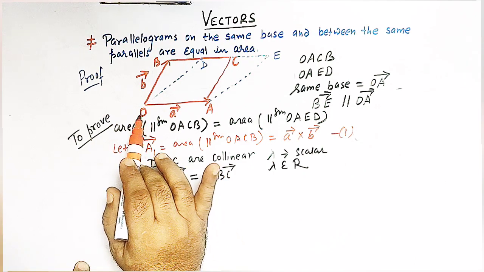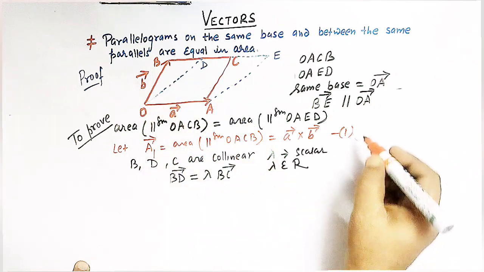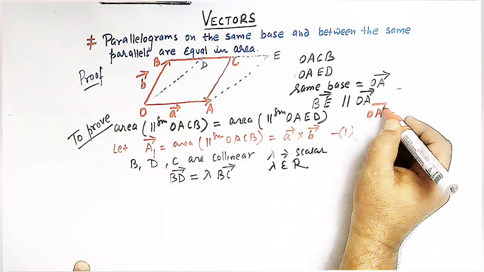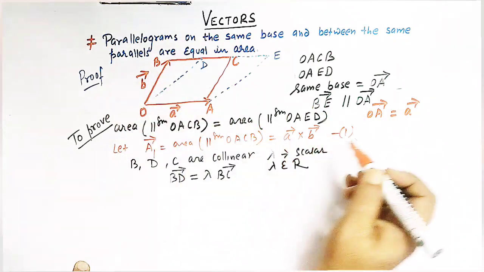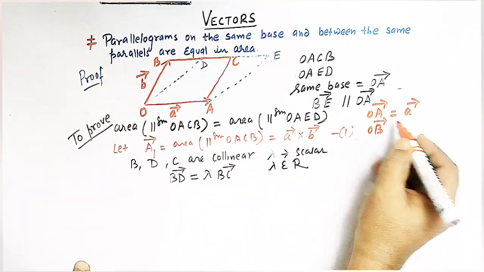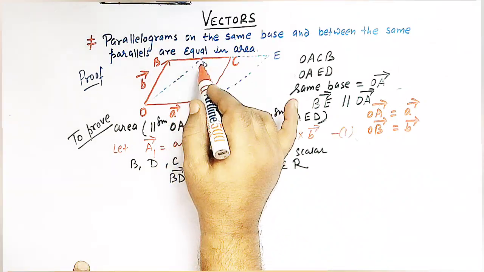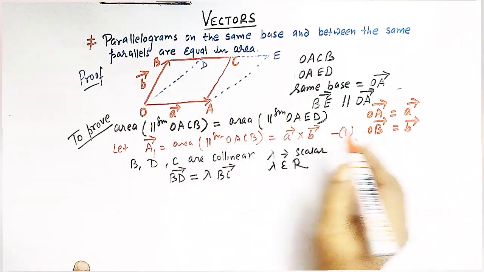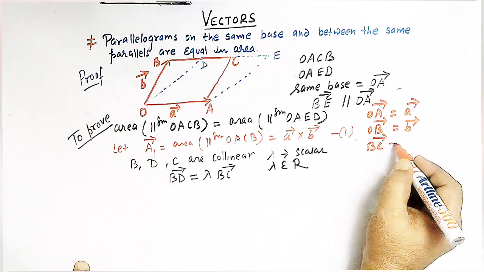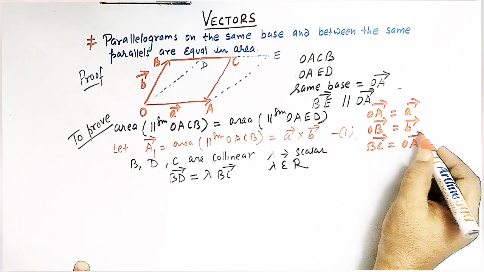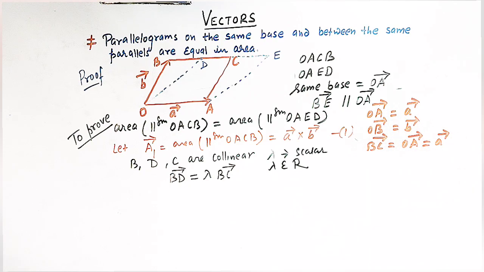So now from this parallelogram OACB, we can easily see that the vector OA is vector A, and the vector OB is vector B. And since the opposite sides of a parallelogram are equal, this vector, that is vector BC, is equal to vector OA, and vector OA is vector A, right?